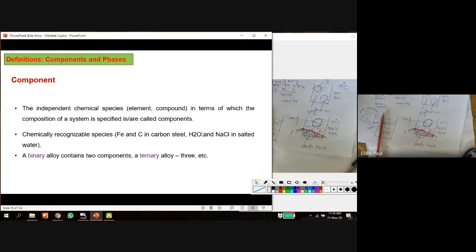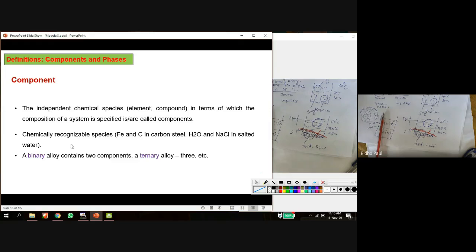H2O, that is a compound, can be considered as a single component. NaCl as a whole can be considered as a component. Okay, there is no need to split it into Na and Cl.